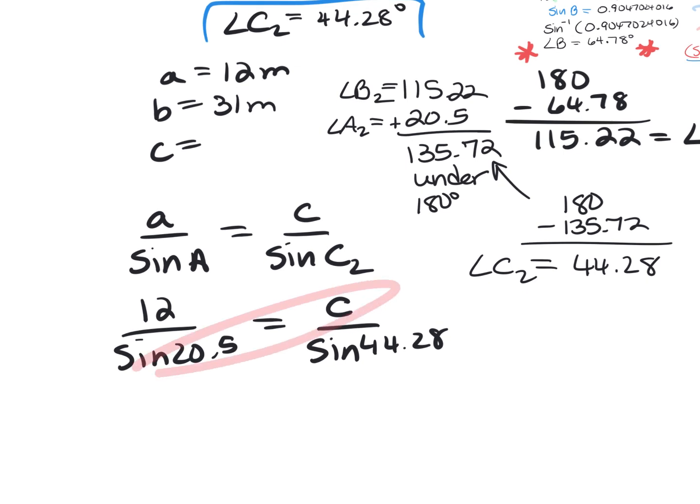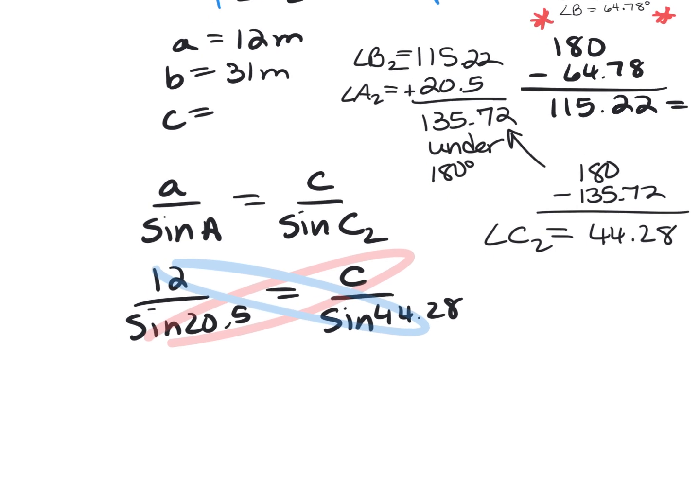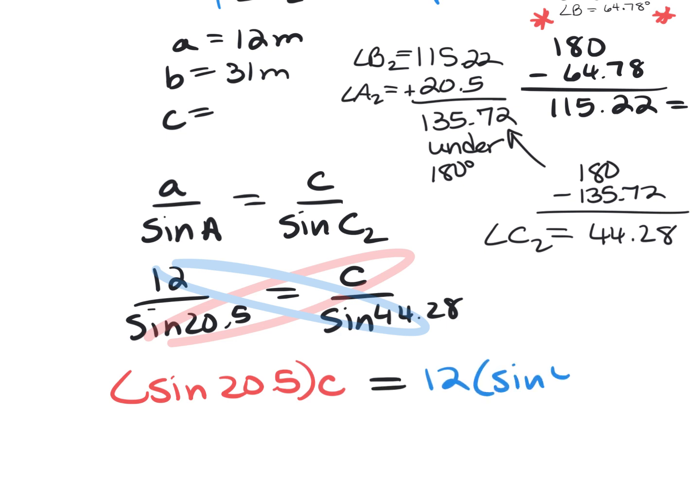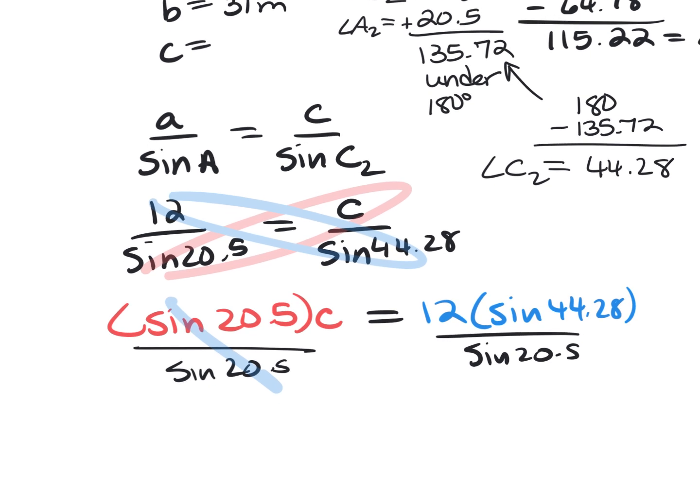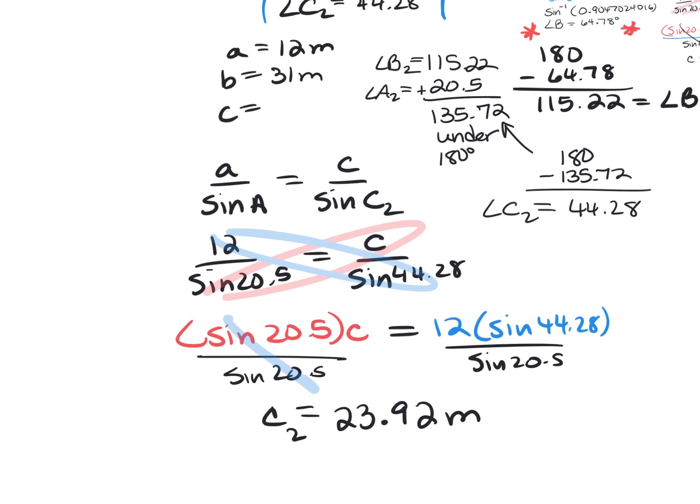So I'm going to multiply this and this. So the sine of 20.5 times C is equal to 12 times the sine of 44.28. My goal is to get C by itself, so I've got to divide both sides of my equation by the sine of 20.5, so that cancels it. So then now this side as well. So straight on your calculator, no inverse here, because it's a side length. 12 times the sine of 44.28 divided by the sine of 20.5 gives me 23.922, so 23.92 meters. And now this is the second side C of the second triangle.